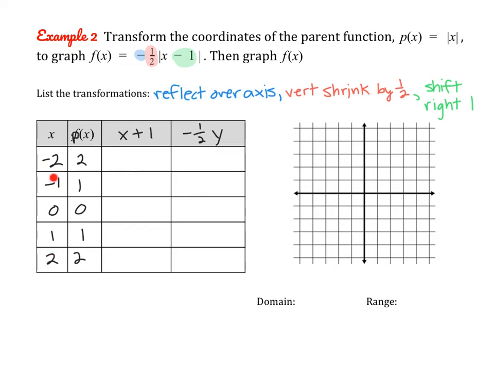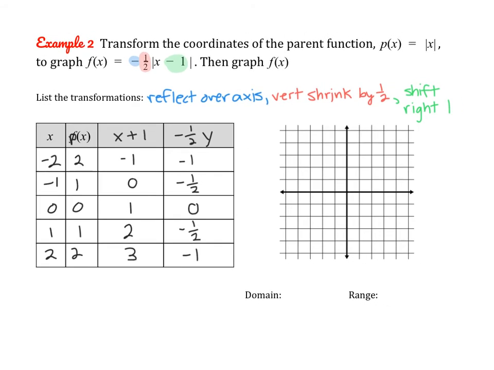So we're going to add 1 to all of these x values. So we have -1, 0, 1, 2, and 3. And then we're going to multiply all of our y values by -1/2. So this becomes -1. This becomes -1/2. 0 stays 0. This becomes -1/2. And this becomes -1. So this is a set of our new coordinates, and now we can graph.